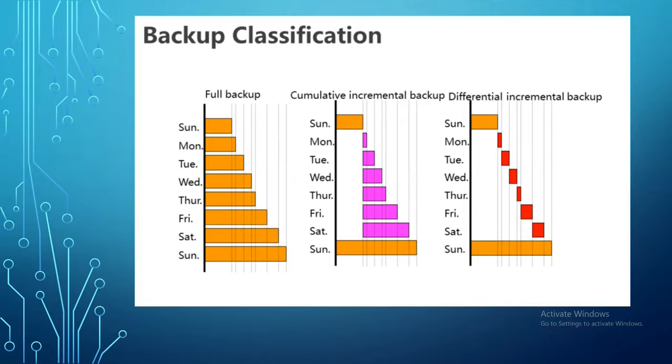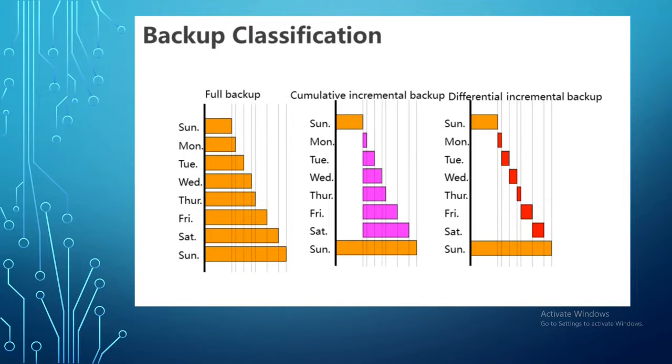So like from Tuesday, Wednesday, Thursday, Friday, Saturday, if you go to the Saturday, you have the incremental backup including the Friday, Thursday, Wednesday, Tuesday, and Monday. So if you want to restore the backup, you need only to restore the full backup and the Saturday backup. So you can go towards your backup.